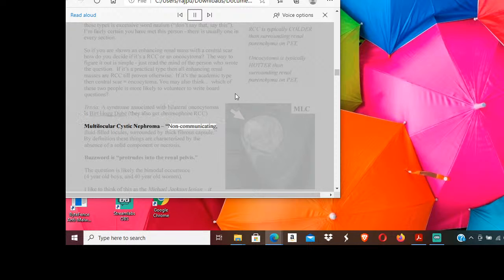Multilocular cystic nephroma: non-communicating, fluid-filled locules, surrounded by a thick fibrous capsule. By definition, these are characterized by the absence of a solid component or necrosis. Buzzword: protrudes into the renal pelvis. The question is likely the bimodal occurrence, in 4-year-old boys and 40-year-old women.